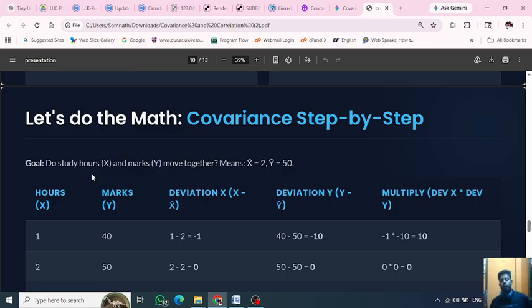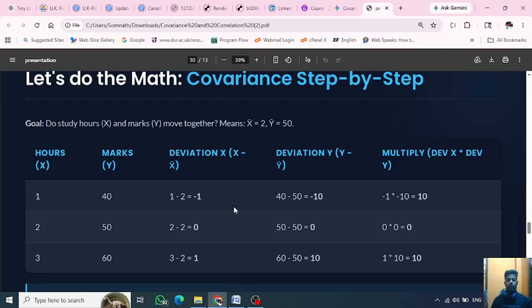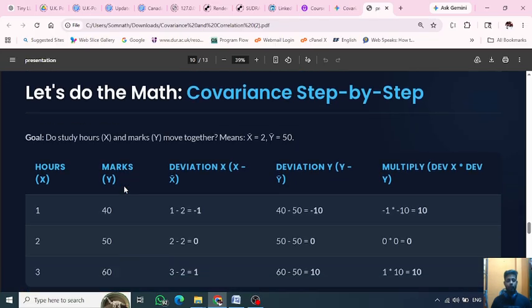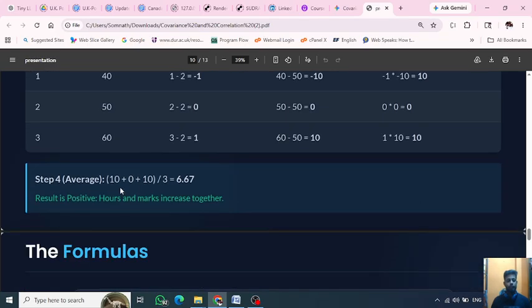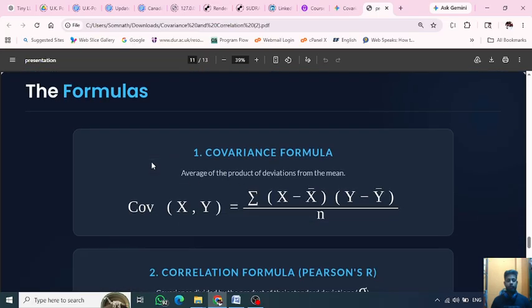So I will show you how covariance is calculated step by step, also correlation. In another document I have written down all these things, so that's why I'm not explaining this slide now. Just see the equation for covariance calculation. This is the equation.